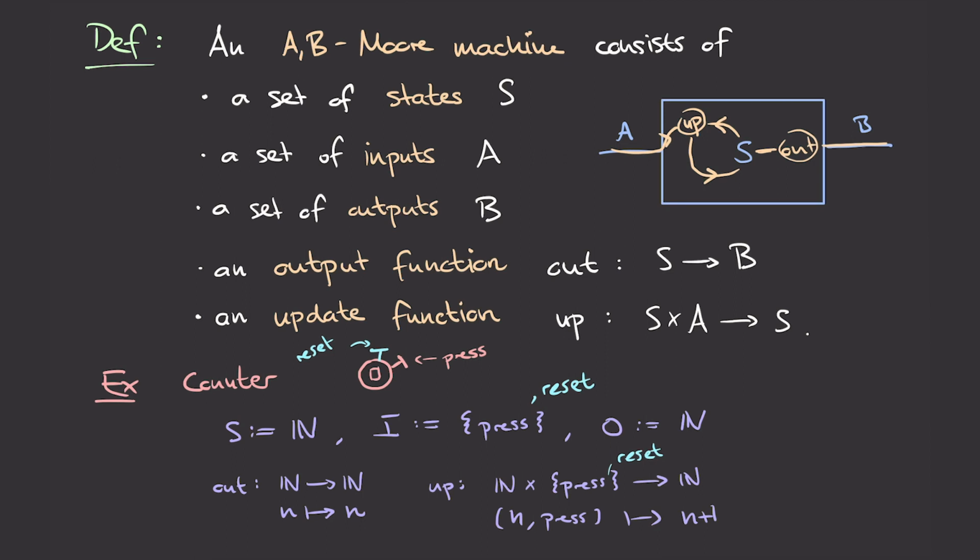So I'll just do this by differentiating two cases. In the case where we have input press, we will increment the count by 1 as before. But in the case where we have reset, we just map to the number 0. So regardless what the count is currently, if you press the reset button, the count will be reduced back to 0. So this would be one way of increasing the complexity of this system.